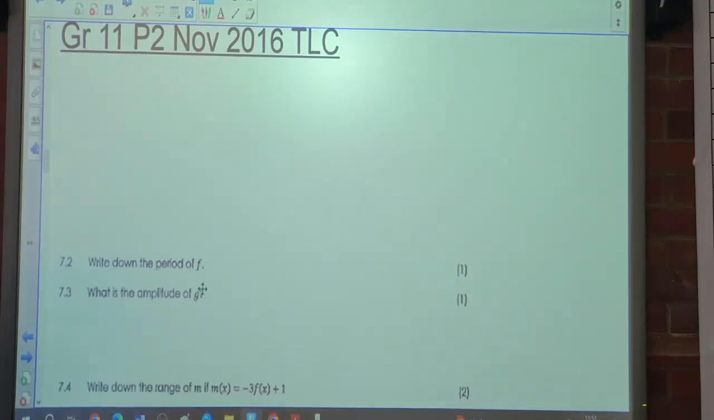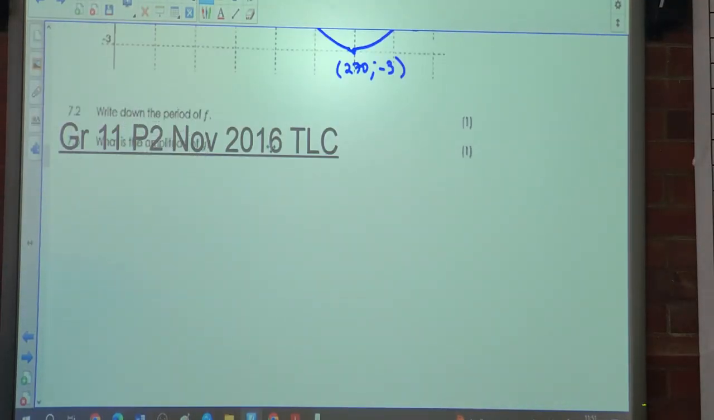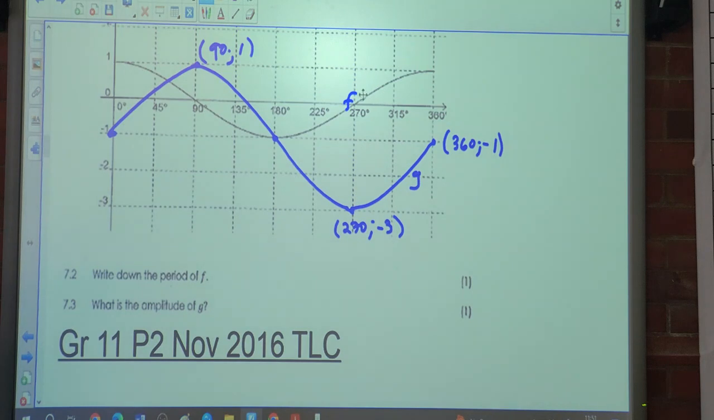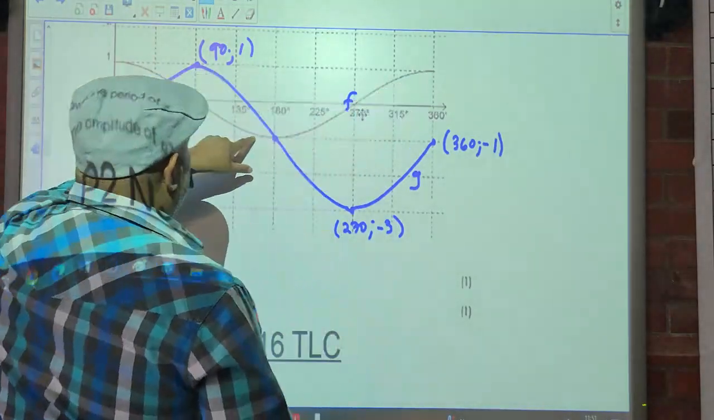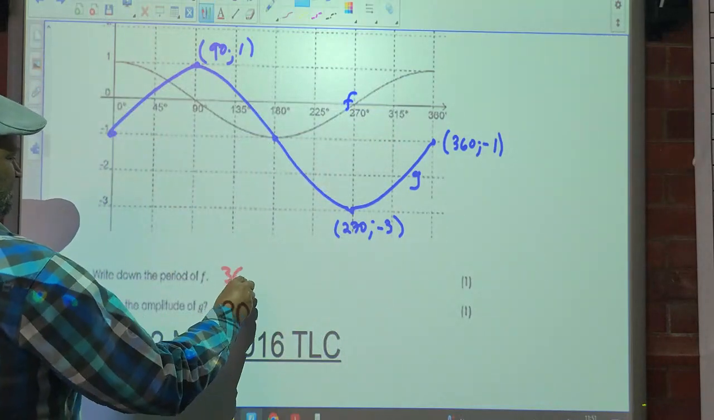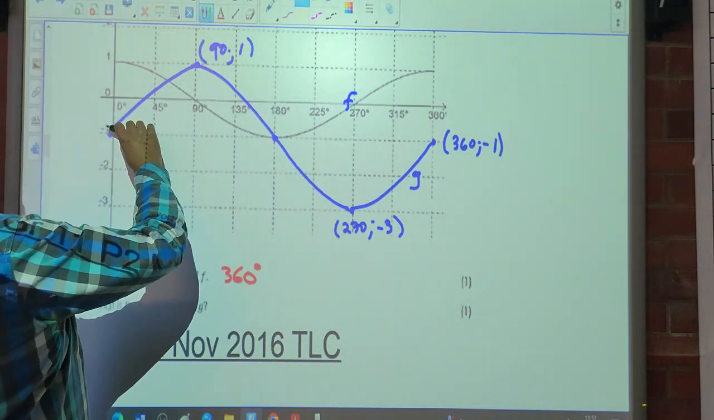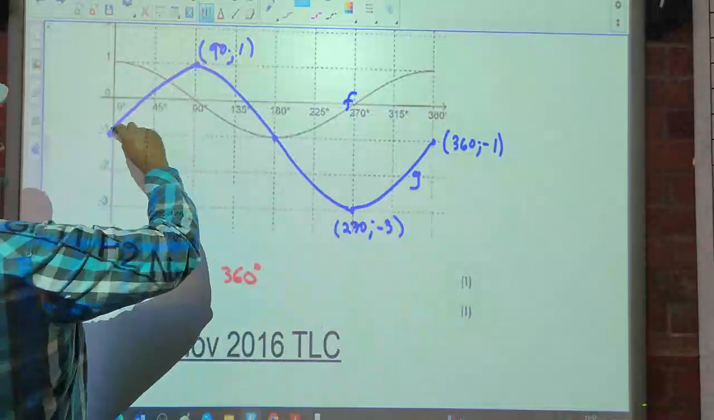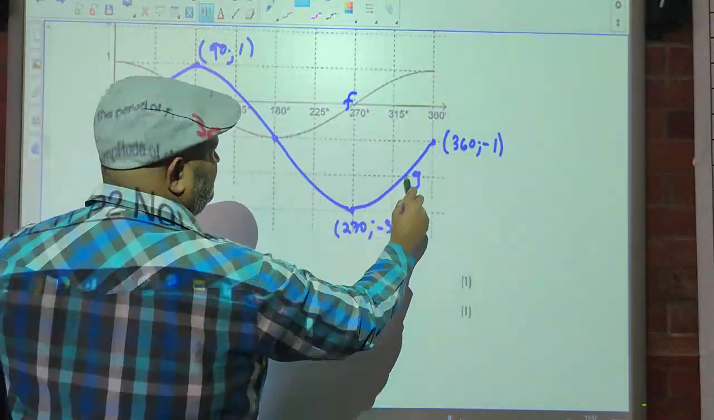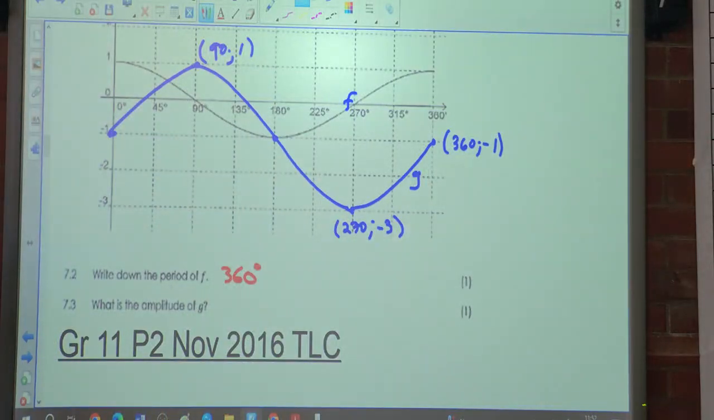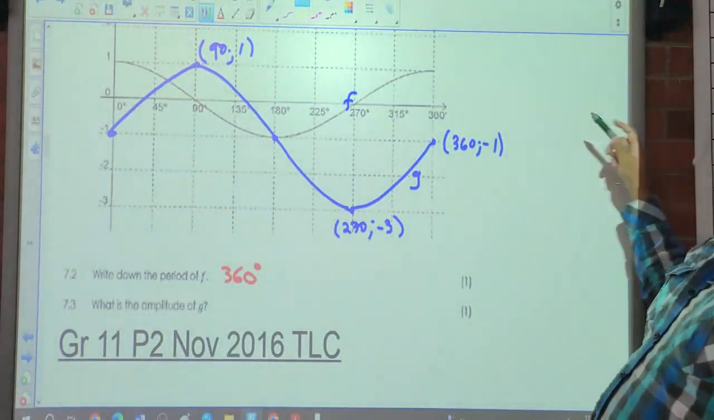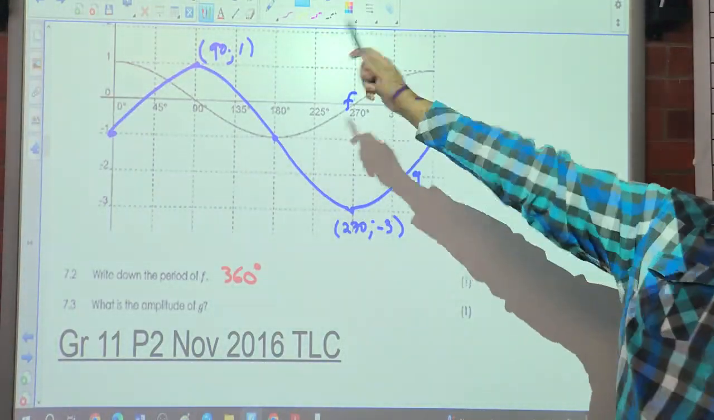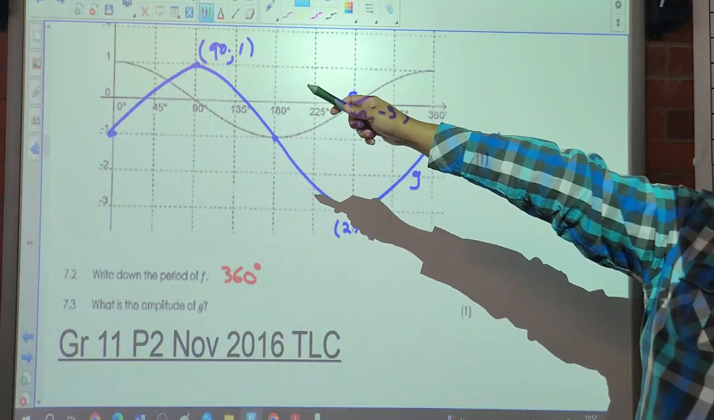Alright, let's look at the next question. The next question says write down the period of f. People, period is the time taken to complete one full cycle. So from start to end, the period on the f graph is 360. What's the period on the g graph? Also 360. See, neutral, max, min, back to neutral. 360. And then after this, what's going to happen? Another cycle is going to take place, and another one, and another. This goes all the way to infinity, and it goes all the way to negative infinity. You guys understand?